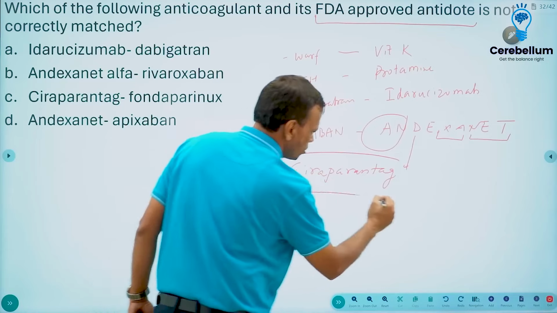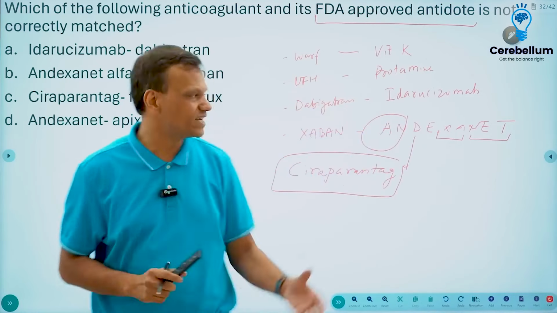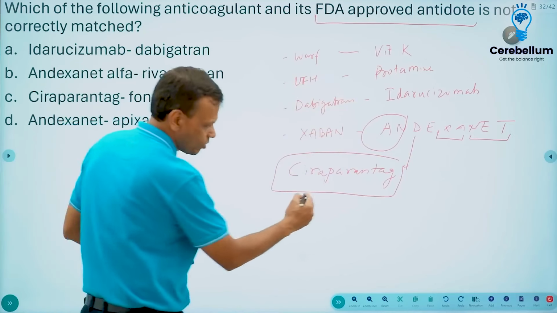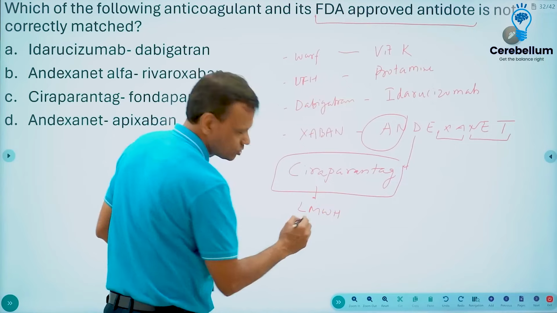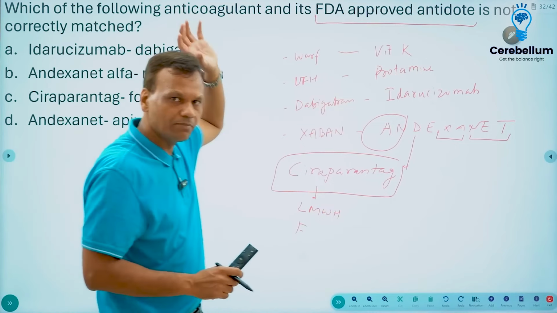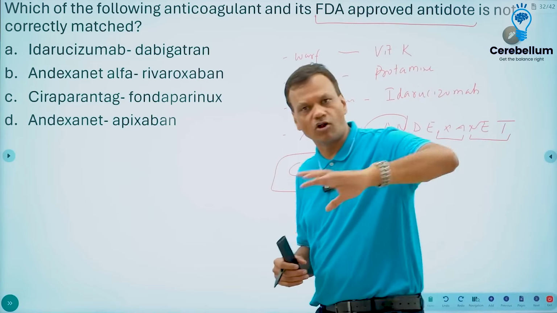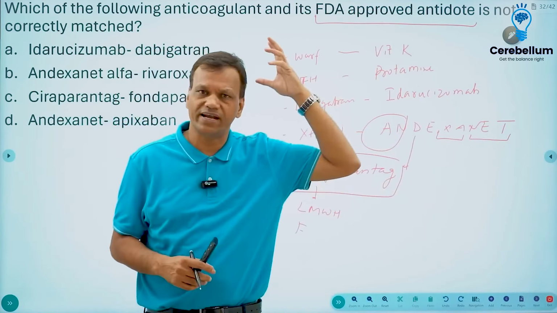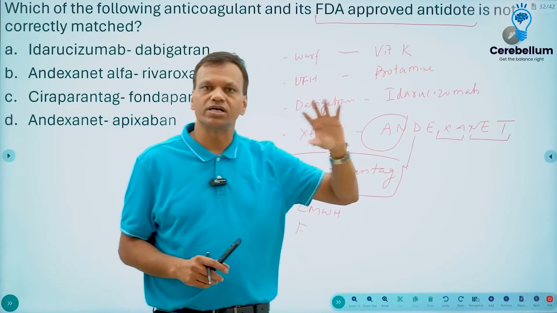Siraparantag is a non-specific antidote. It is an antidote for most of them: unfractionated heparin, hexabans, low molecular weight heparin and fondaparinux. So it is an antidote against all of them. Theoretically, in the laboratory, it has been found to antagonize the action of all of them, but it is not approved. It's been a long time now, and Siraparantag is still not approved. So it is only an experimental drug, not used clinically.